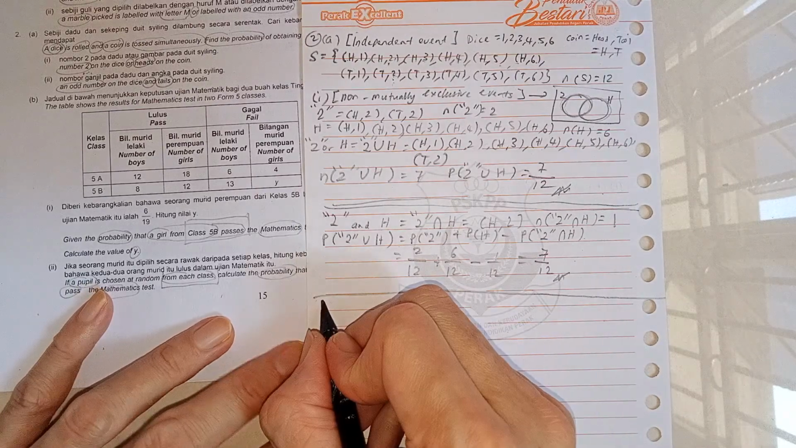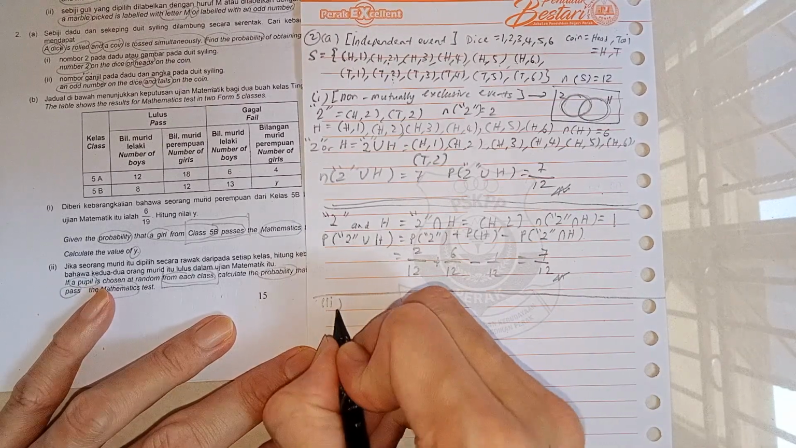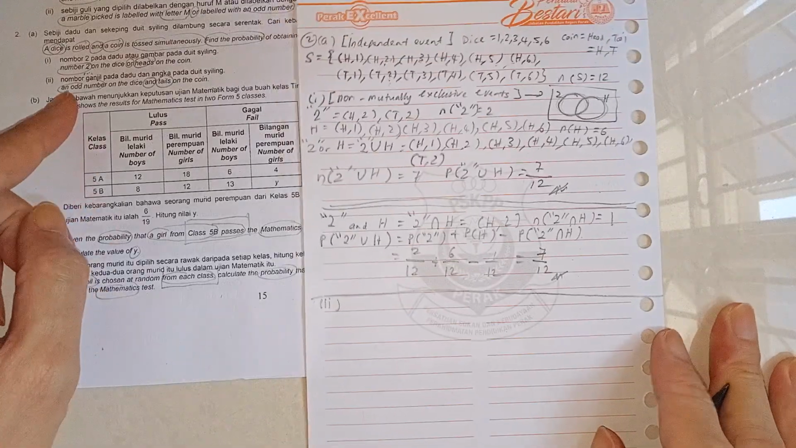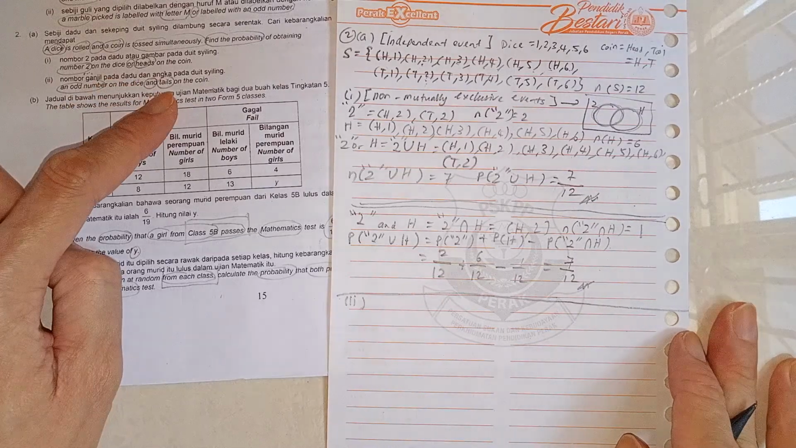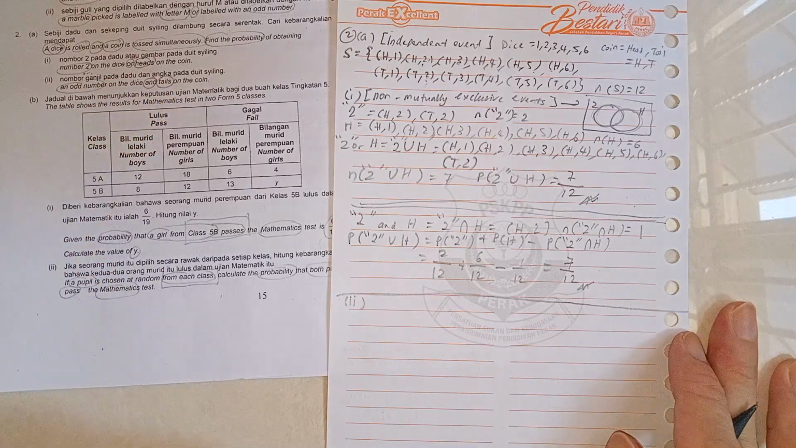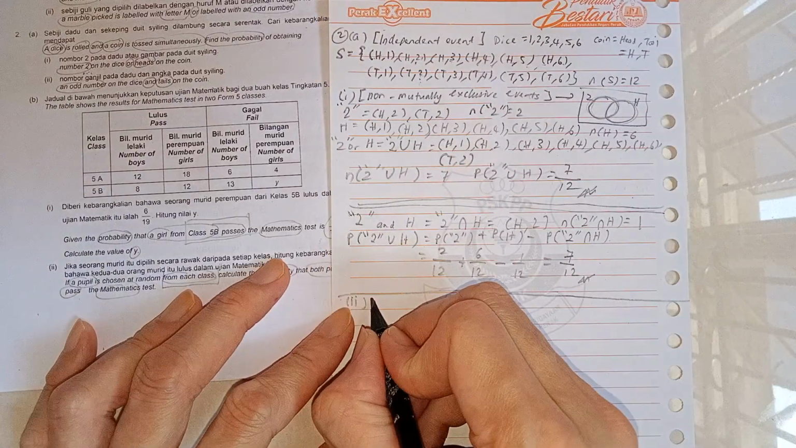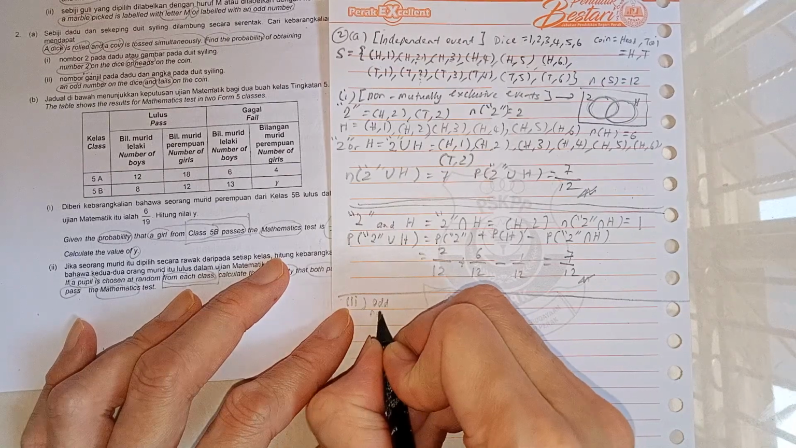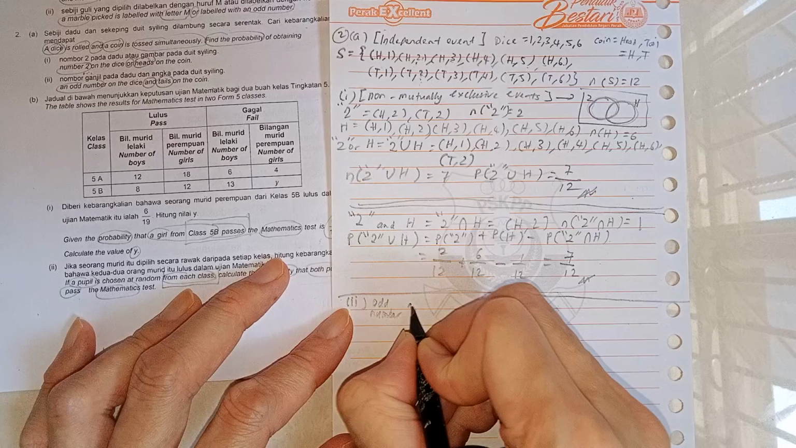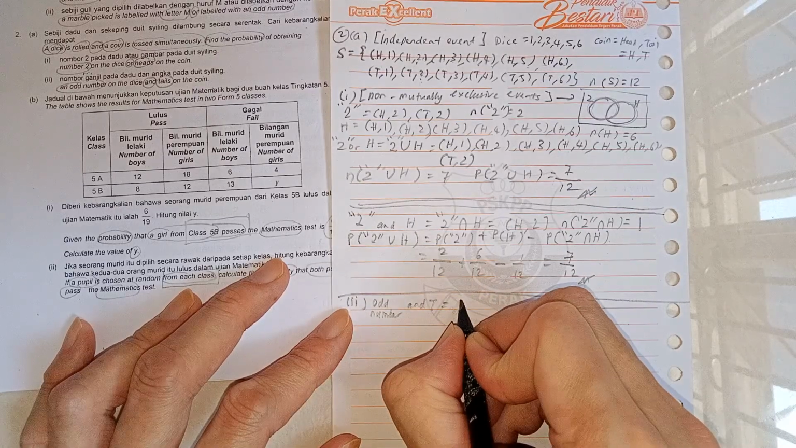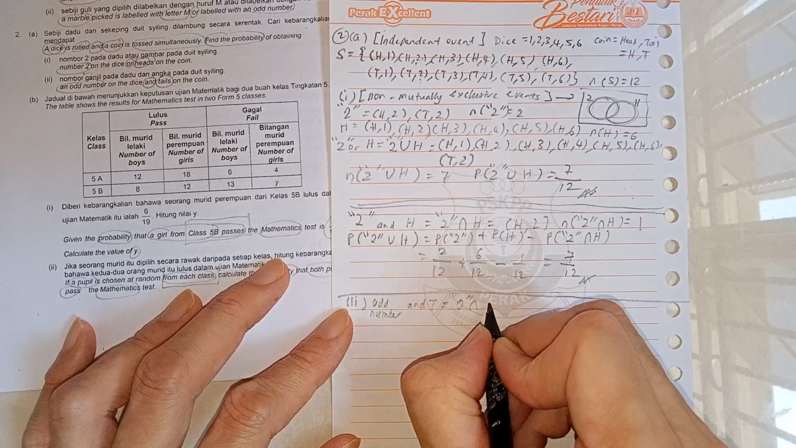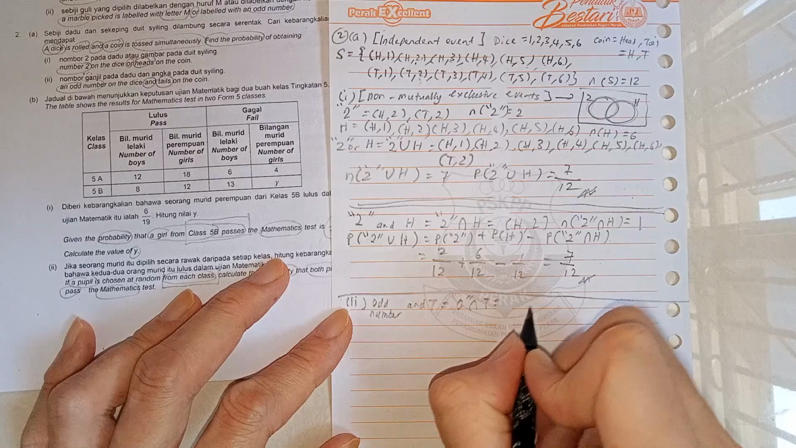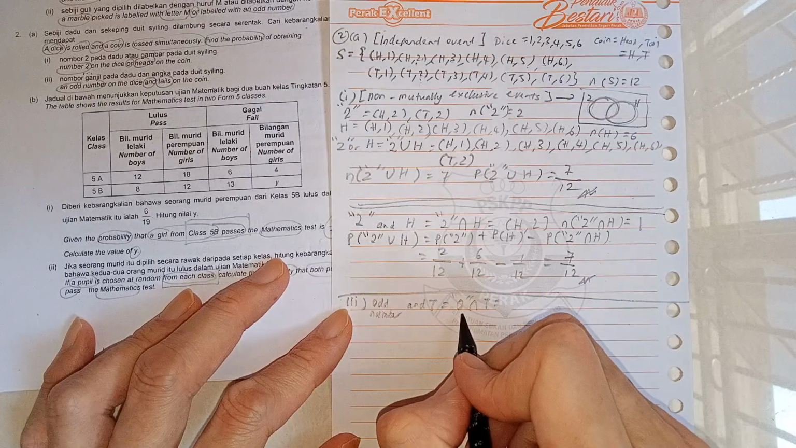Then we find number 2. Number 2 is say probability of odd number and tail. So it must be odd number and tail. Means odd number I put O and intersect tail. Must be odd number and tail.